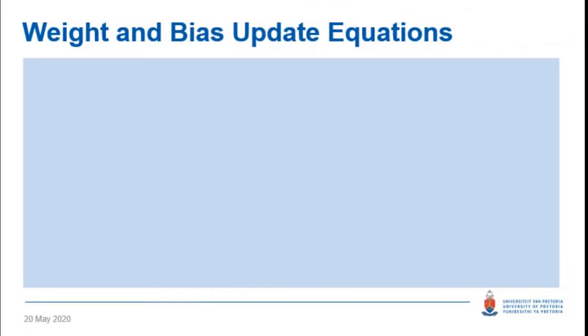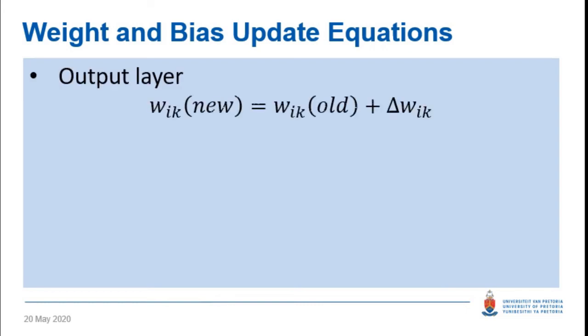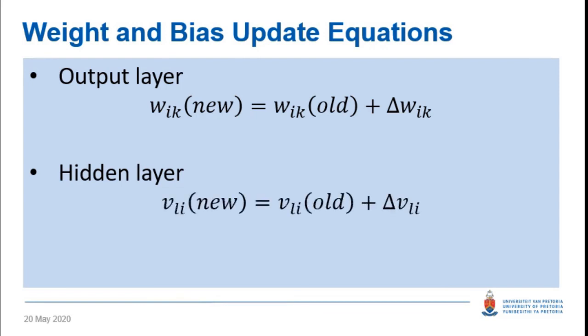So if we look at the weights and the biases, we need to use an equation again to update these based on the error. The equation used at the output layer is basically the old weight value or the old bias value plus this change, or this error function, that you've propagated back. Similarly for the hidden layer, the new weight is the old weight plus this error value that's been propagated back.